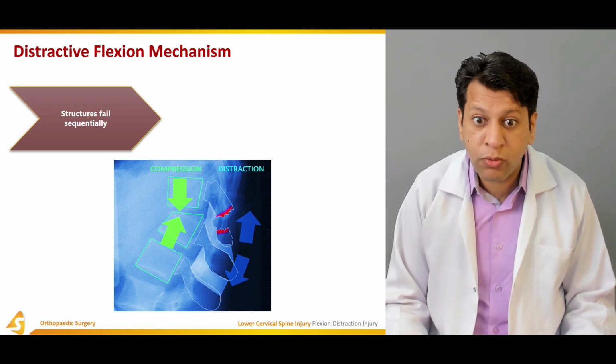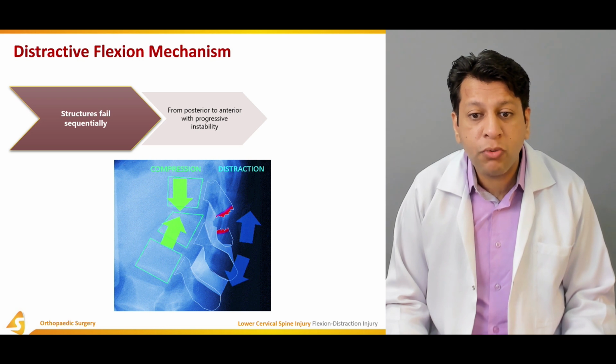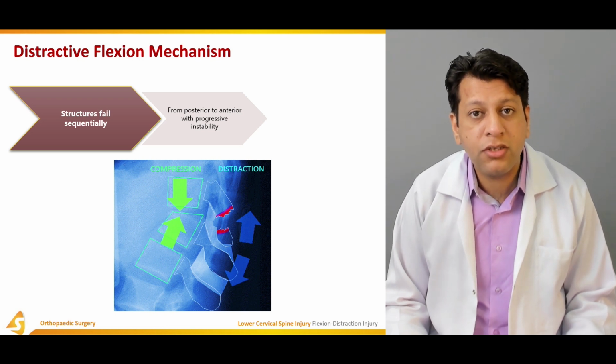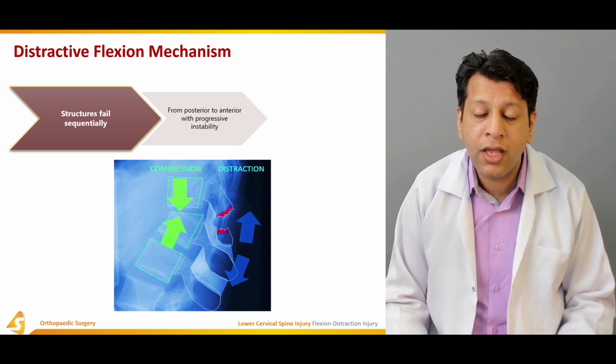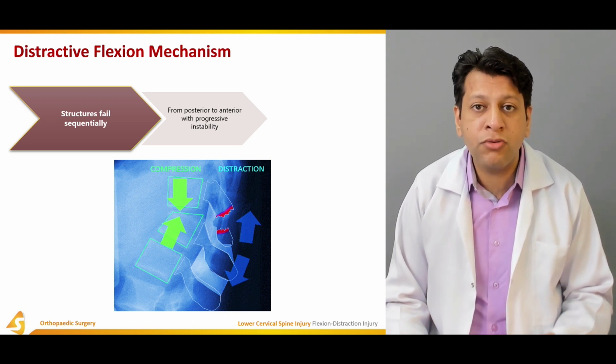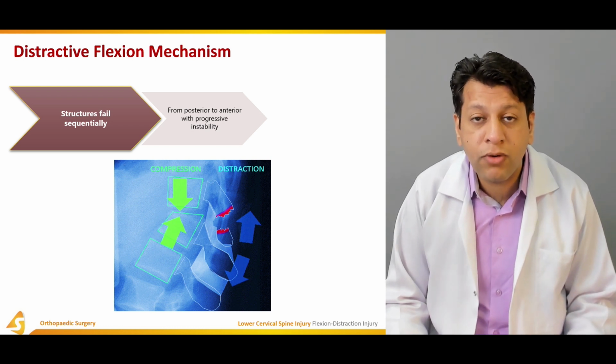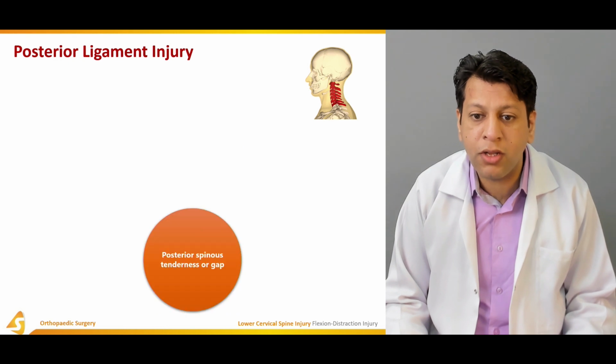Structures fail sequentially from posterior to anterior with progressive instability. Initially there is only ligamentous disruption, then there is opening of spinous processes, and as the deceleration continues the neck goes into further hyperflexion, and this actually causes anterior vertebral body compression fractures as well.